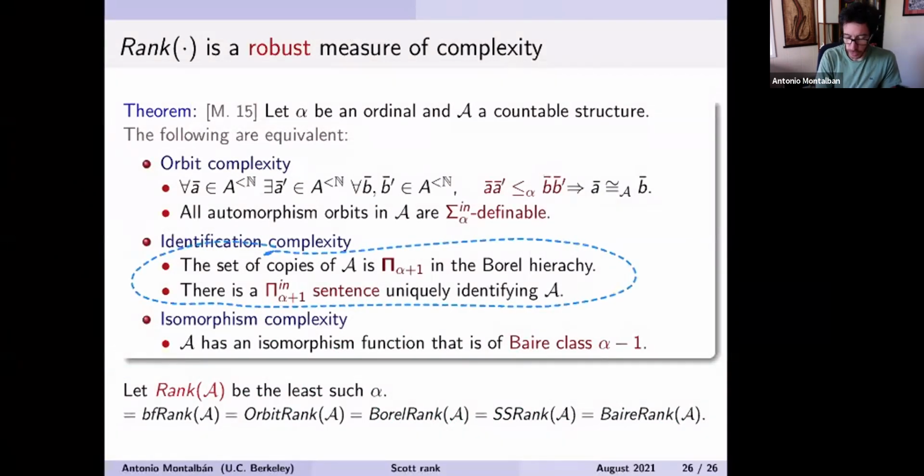So the equivalence of these two things is that the set of copies of a structure is pi alpha plus 1 in the Borel hierarchy is the same as saying that A has pi alpha plus 1 Scott sentences. The fact that those two are the same is a direct corollary of that observation that we just did and of the theorem of Lopez-Escobar. So these two things are in parallel.